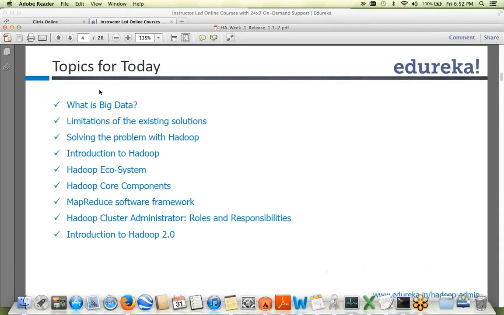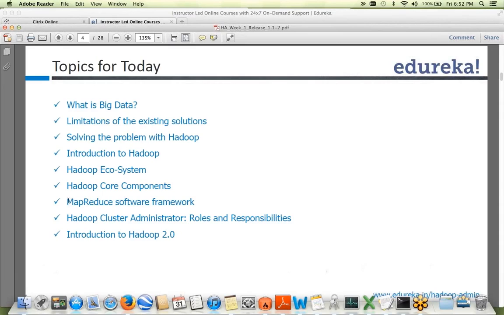What problem does Hadoop solve? And why do we really need Hadoop? And then we have introduction to Hadoop. What is Hadoop? Hadoop ecosystem. What are the different things in a Hadoop system and core components? What are the main core components of a Hadoop ecosystem?